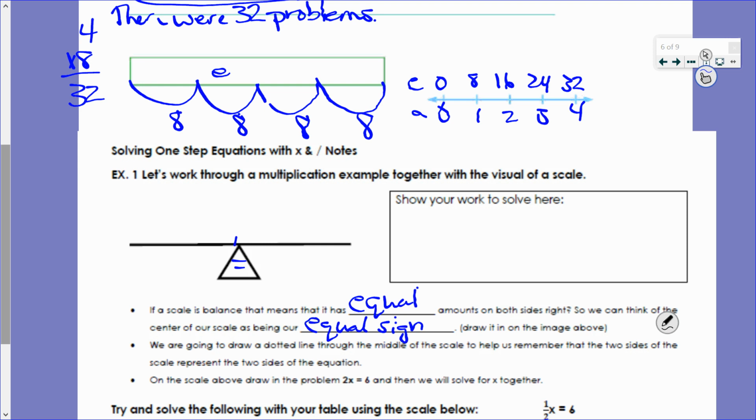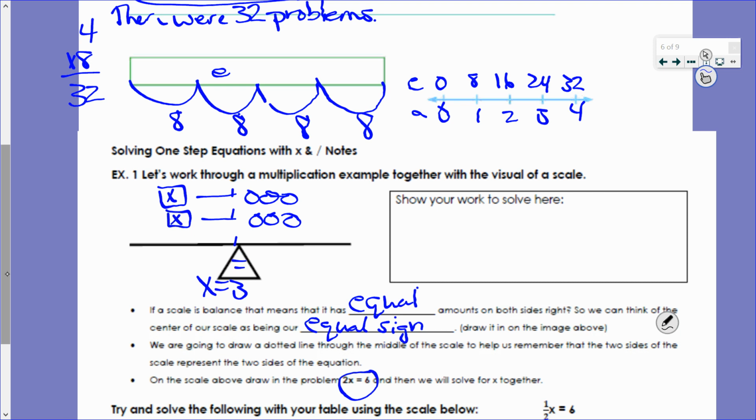We're also going to draw a dotted line through the center of our scale to keep the two sides separated. Now on the scale, we're going to change our problem up. I'm going to do 2x = 6. So I have 2 x's on this side of my scale. On this side of my scale, I've got 6. That would mean each x equals what? 3. Does everybody see that? Yeah. That x is 3, that x is 3, so x equals 3.